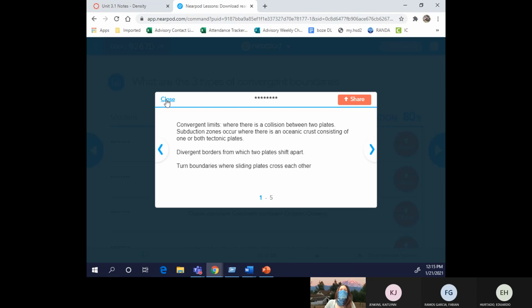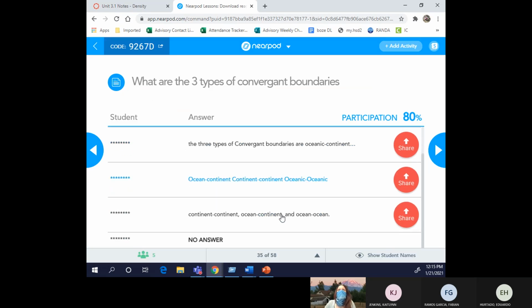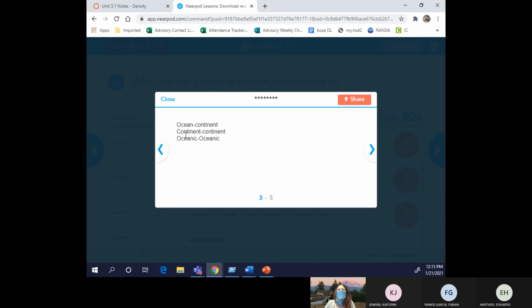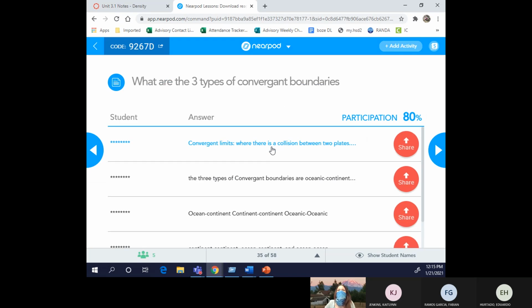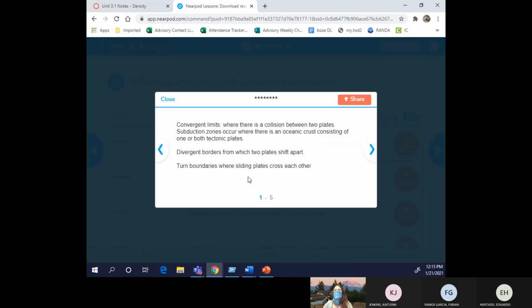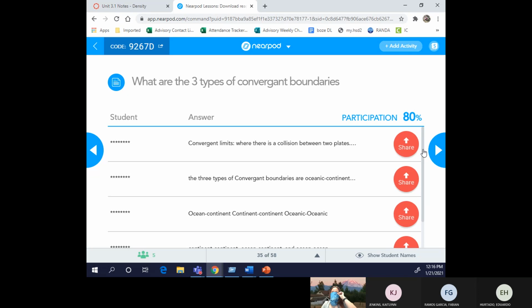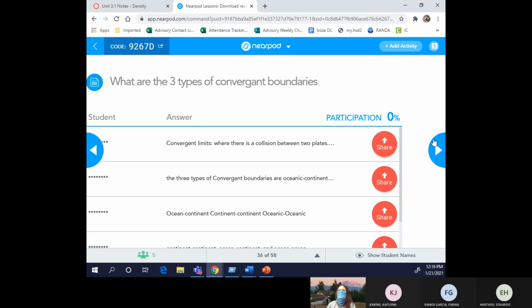All right, this is exactly why I do this question. So your correct answers are, looks like these ones right here, ocean and continent, continent and continent, ocean and ocean type plates. I always get people who submit this answer, and I want to make sure that you guys know the difference, that I asked about the 3 types of converging boundaries, not the 3 types of boundaries, which is why I was trying to emphasize that word. So that is exactly why I asked that question.